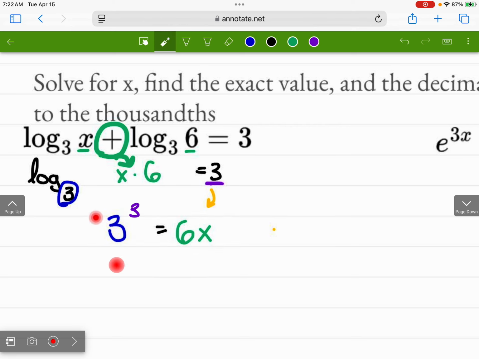So what can we do from here? Where can we go from here? What is 3 to the third? Well, 3 times 3 is? 9. Times 3? 27.